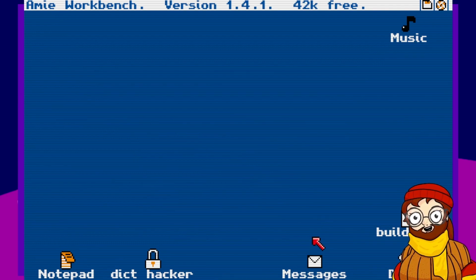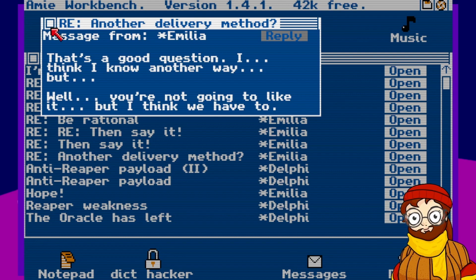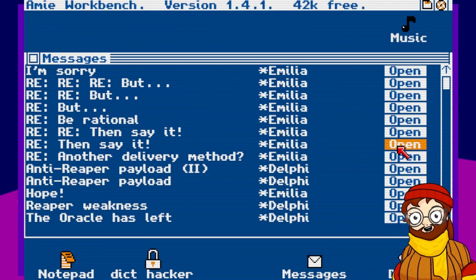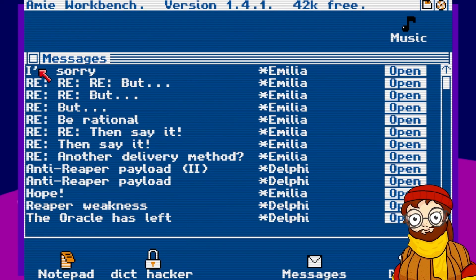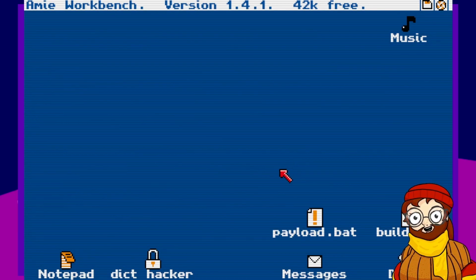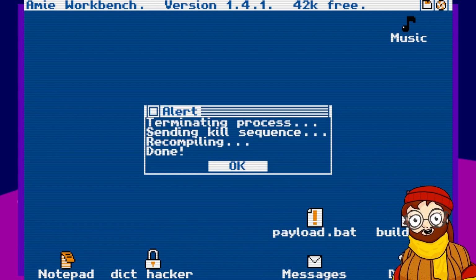I never downloaded this script. This one? No. Then say it. Yes. Okay. Payload that bat. Terminating process. Sending kill sequence. Recompiling. Done.